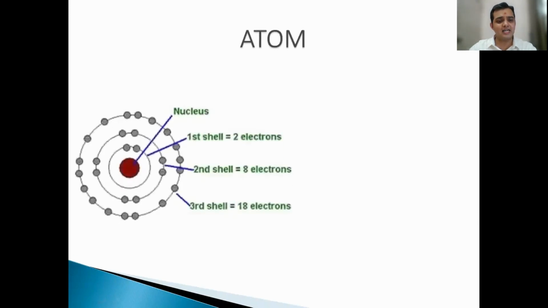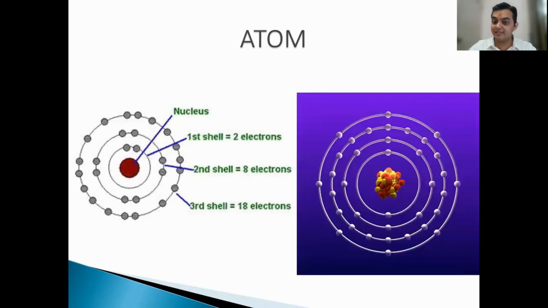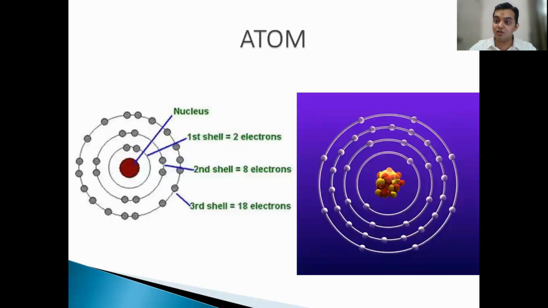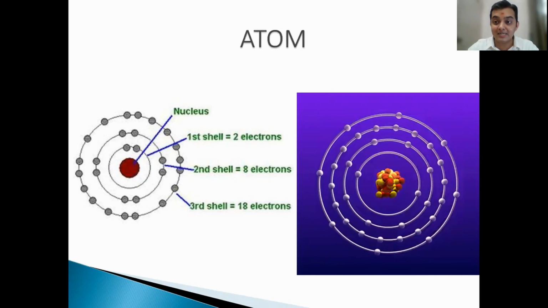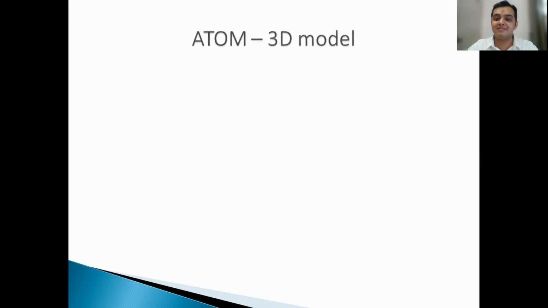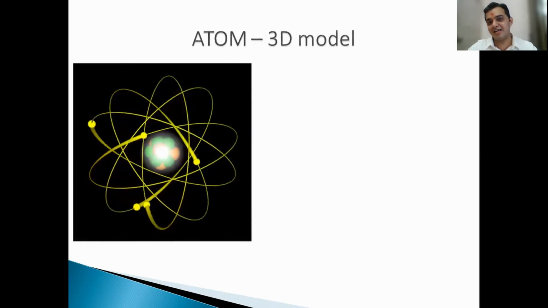We all know that in 10th standard we were taught the atom looks like this, with protons and neutrons at the center and electrons revolving around the nucleus. But this is a two-dimensional atom. This is what we have been taught in school. But in reality, the atom is three-dimensional.